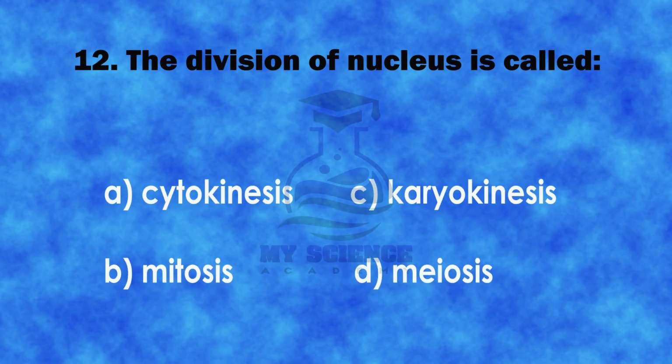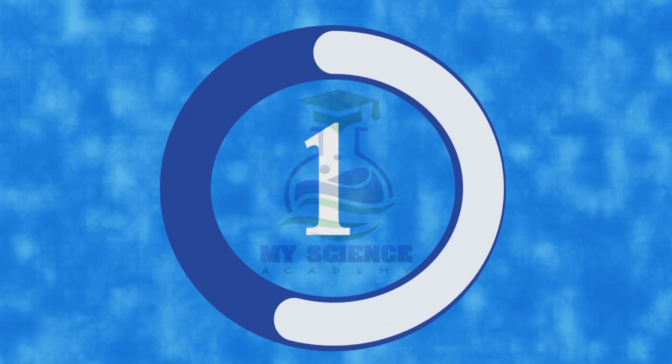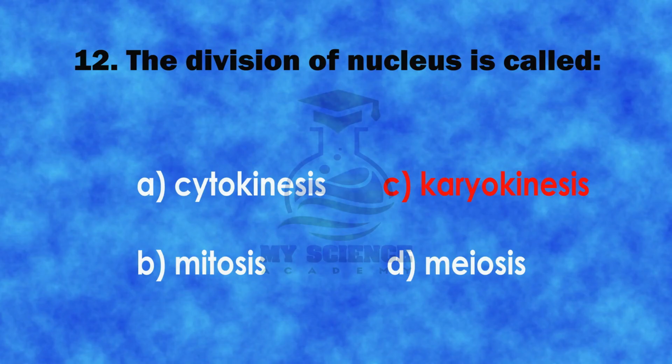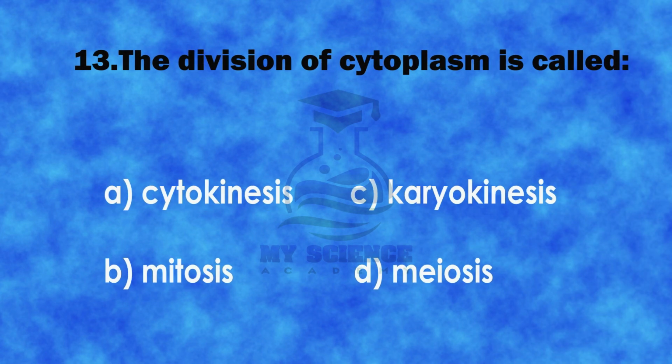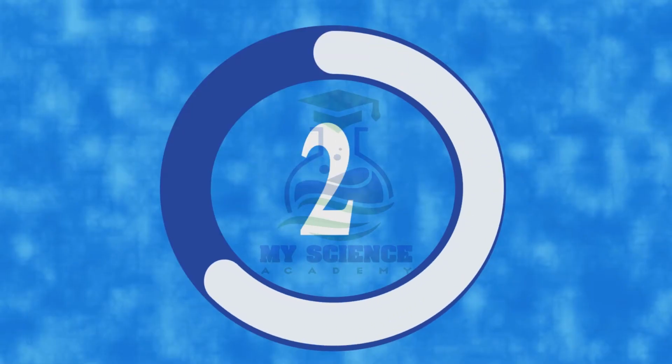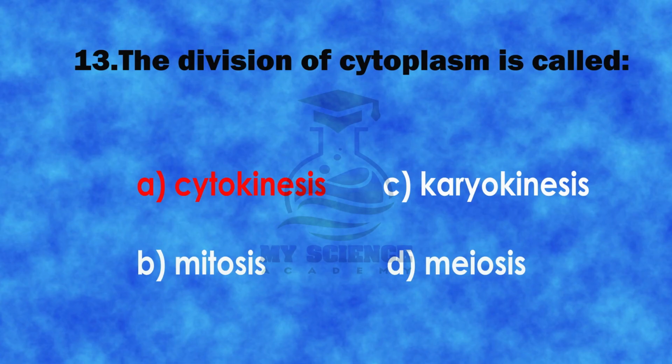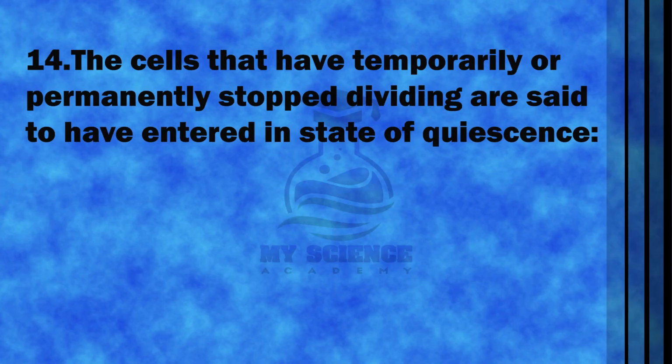Number 12. The division of nucleus is called A. Cytokinesis, B. Mitosis, C. Karyokinesis or D. Meiosis. The correct answer is C. Karyokinesis. Number 13. The division of cytoplasm is called A. Cytokinesis, B. Mitosis, C. Karyokinesis, D. Meiosis. Correct answer is A. Cytokinesis.